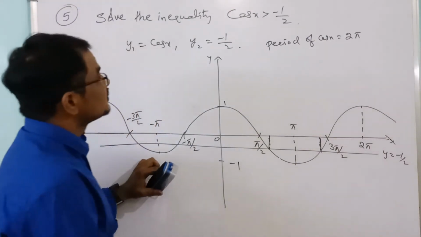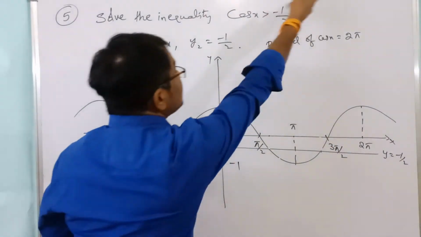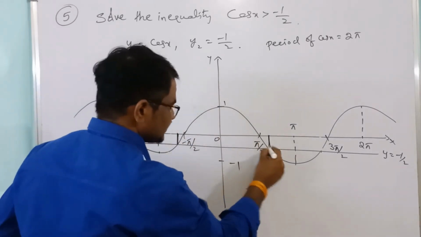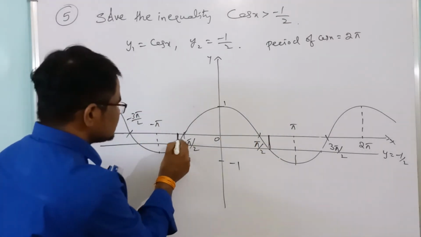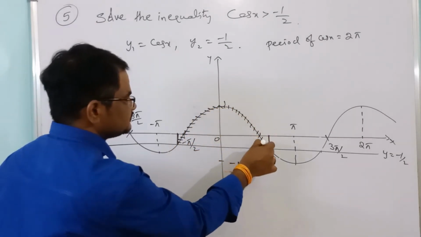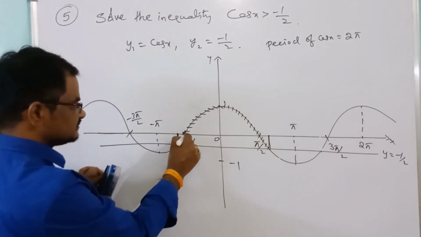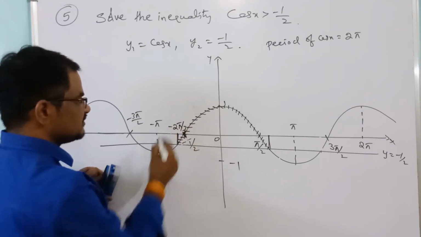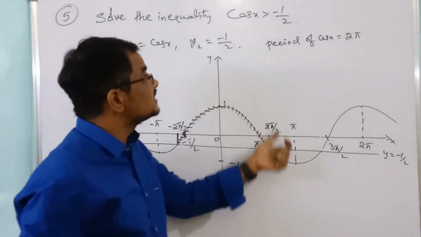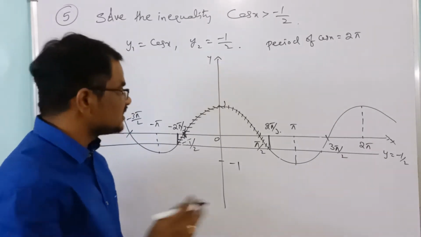Greater than minus 1 by 2 means here I will take, here, here and here. Right? Means this is the required solution. Here minus pi by 2 is there. So definitely here minus 2 pi by 3 will be there, here 2 pi by 3. Right? Because cos 2 pi by 3 is minus 1 by 2, and cos of minus 2 pi by 3 is also minus 1 by 2 only. Like that we have to identify.